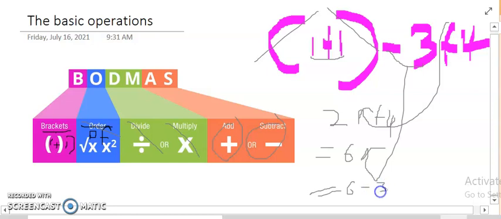Mrs. Margaret, can you tell us what that will equal? The answer is 3. Yes, the answer will give you 3.